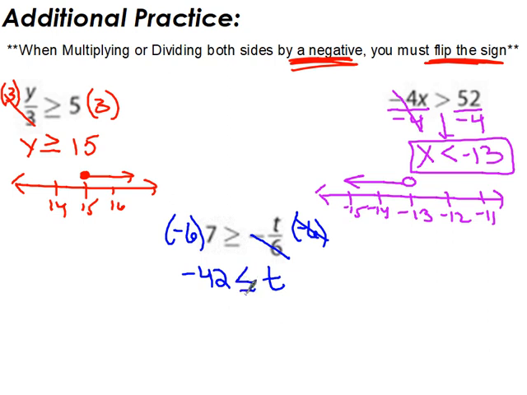So then, of course, I zoom in on my number line at negative 42, closed circle, because it's "or equal to." t is greater than or equal to negative 42, so everything to the right is greater than.